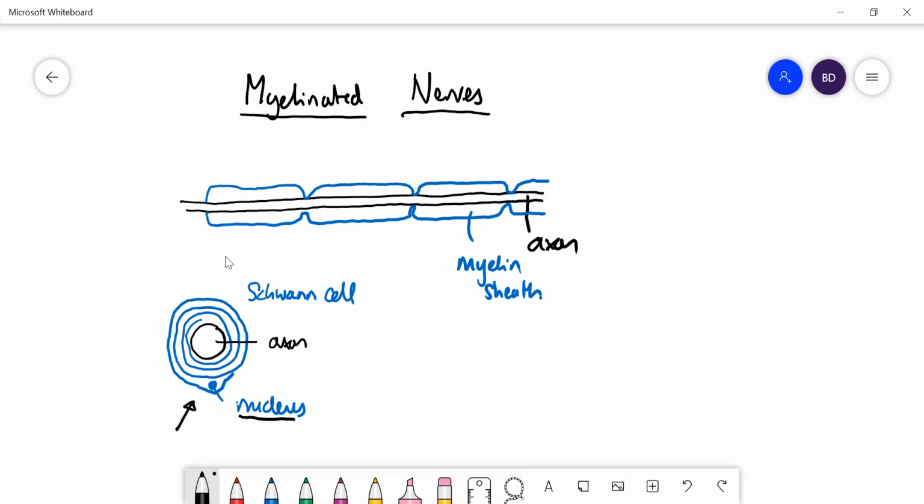Now the cell membrane, of course, is very hydrophobic and very impermeable to ions and water. So it's an electrical insulator essentially around the axon. Now, when you have myelinated nerves, the nerve impulse is transmitted much more rapidly than with unmyelinated fibers, and it's also much more efficient. It uses a lot less energy. Now, let's see how that works.